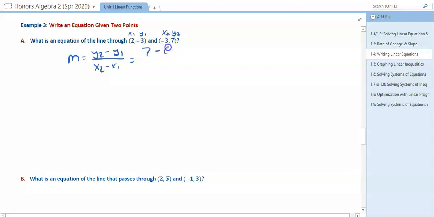And so I'm going to get 7 minus -3 over -3 minus 2. The double negative becomes plus, so that's 10. This is -5, so we get 10 divided by -5 is -2.